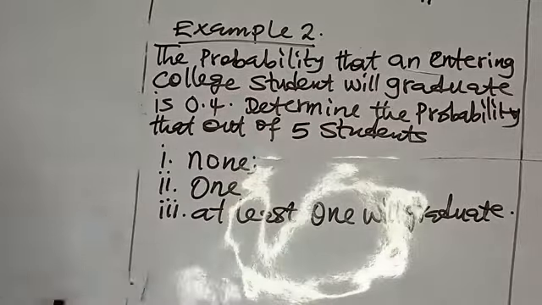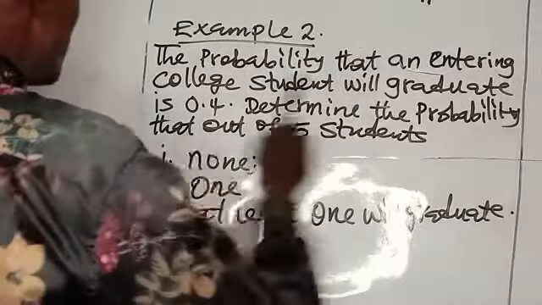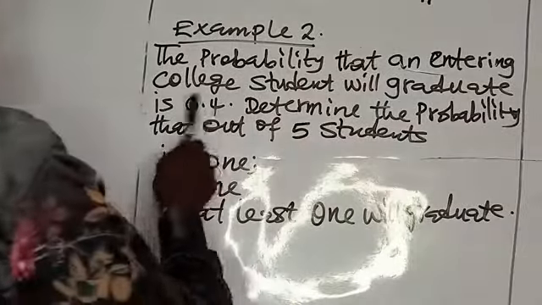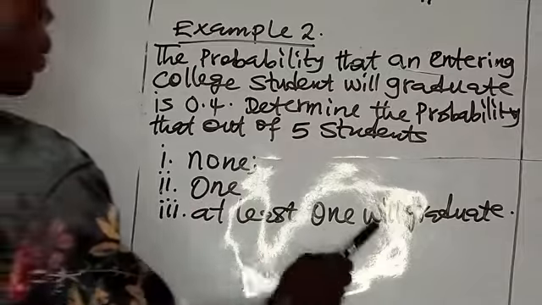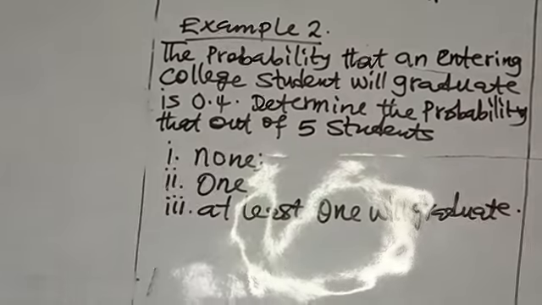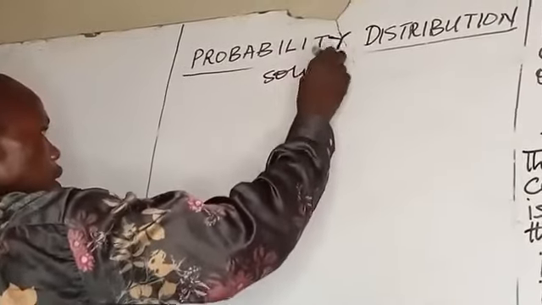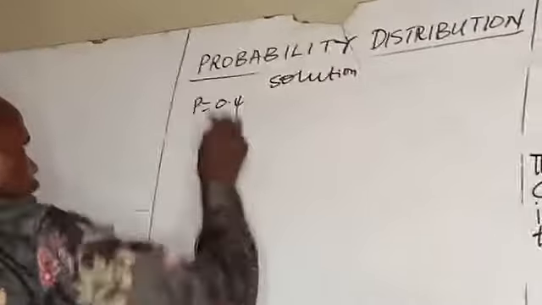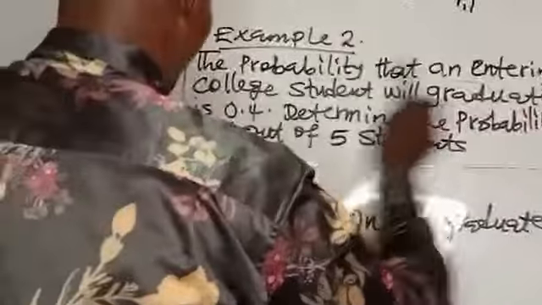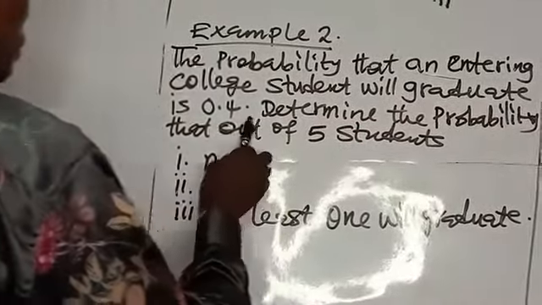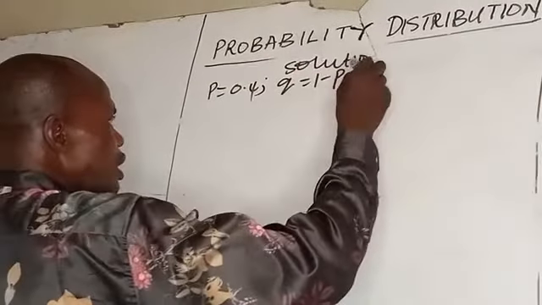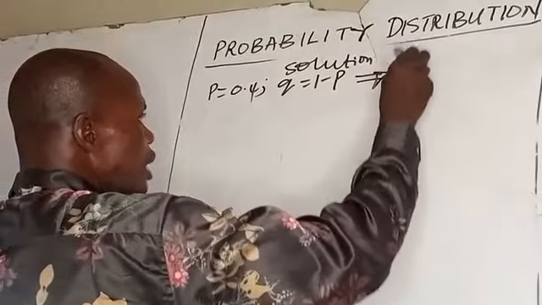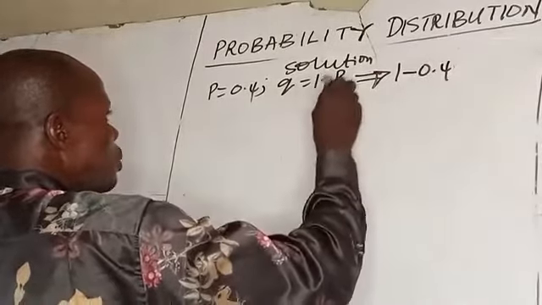Example 2. The probability that an entering college student will graduate is 0.4. Determine the probability that out of 5 students, none, 1, 2, 3, or at least 1 will graduate. Now let's have the solution. The probability of success P is 0.4, since you were told that the probability that an entering college student will graduate is 0.4. If the probability of success is 0.4, Q will be 1 minus P, which is 1 minus 0.4. Therefore, Q will be 0.6.